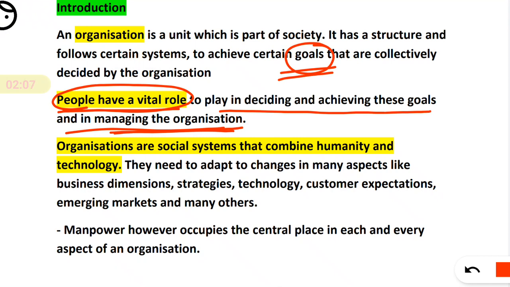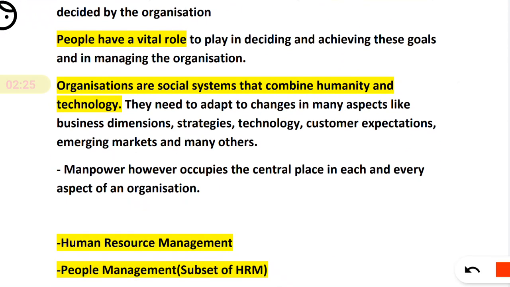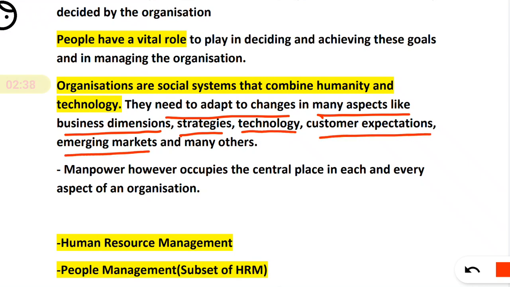Organizations are social systems that combine humanity as well as technology. So we can say humanity as well as technology is combined in the organization. Okay, so we can say it is basically a social system. Now see, organizations need to adapt to changes in many aspects, like business dimensions, strategies, technology, customer expectations, emerging markets, and many others. So these are the different areas where an organization needs to adapt to changes.